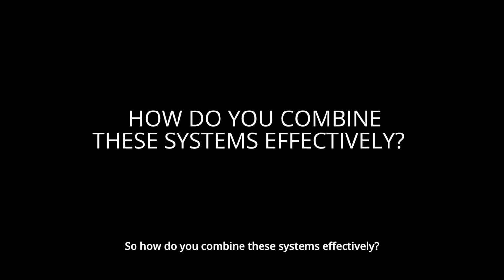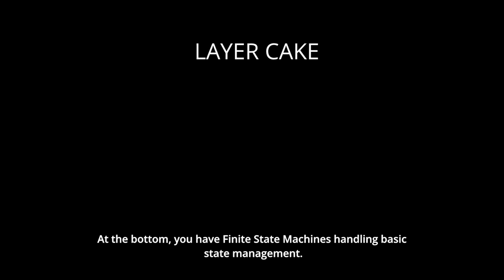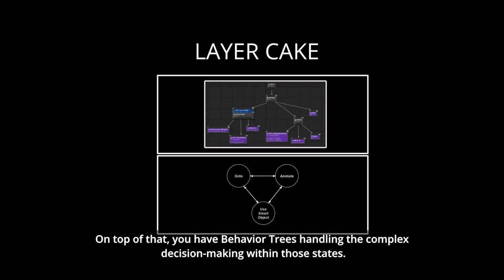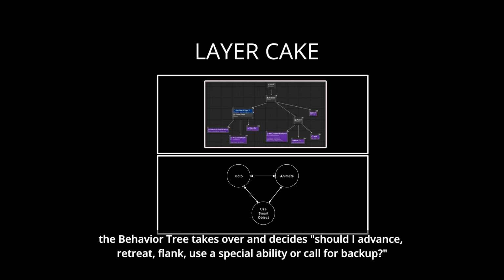So how do you combine these systems effectively? The key is understanding what each system does best and using them in complementary ways. Think of it like a layered cake. At the bottom, you have finite state machines handling basic state management. On top of that, you have behavior trees handling the complex decision making within those states. So when the finite state machine says I'm in combat, the behavior tree takes over and decides should I advance, retreat, flank, use a special ability or call for backup.